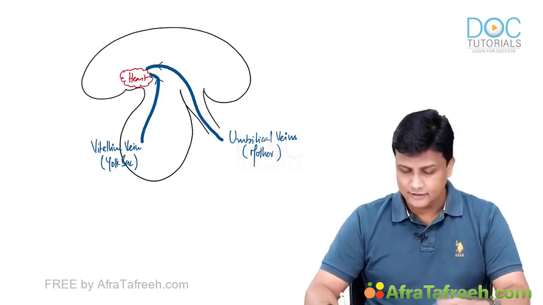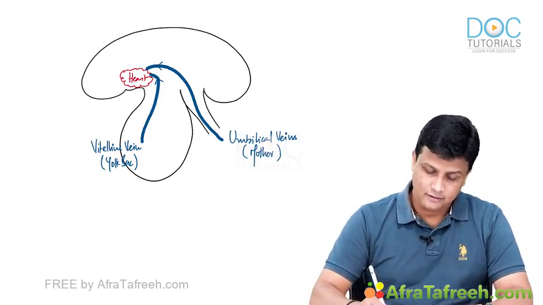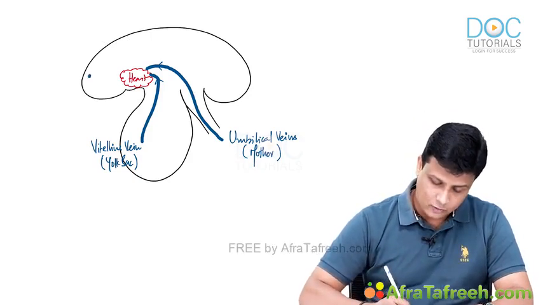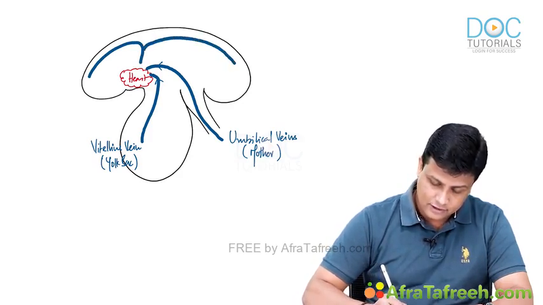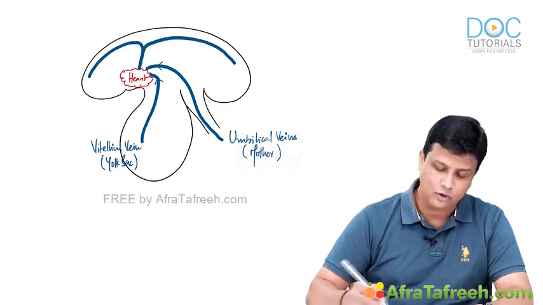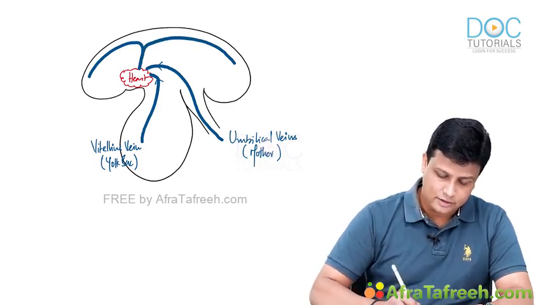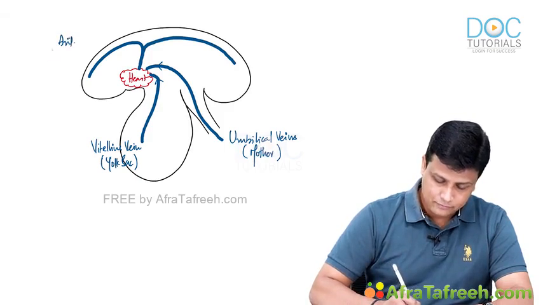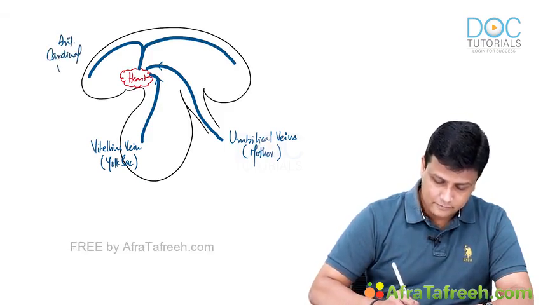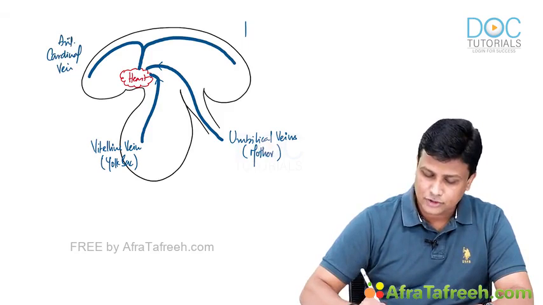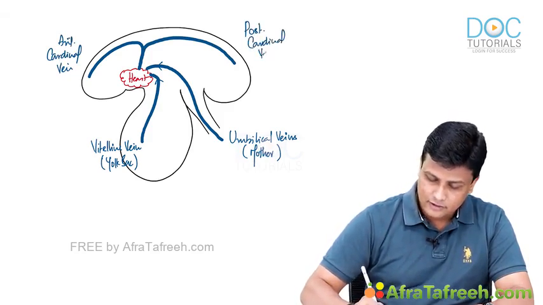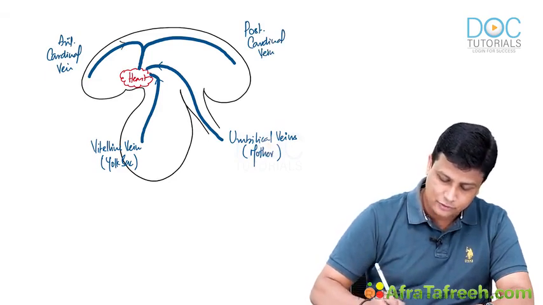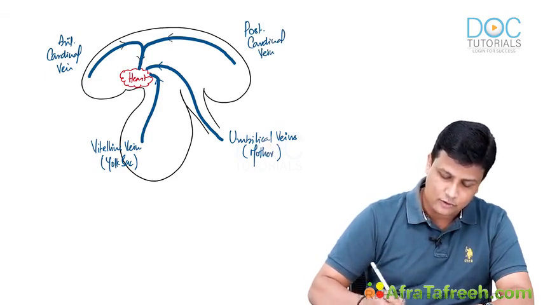Then the last and third one, the third set of vein over here is cardinal. So there will be one anterior cardinal vein, and then there will be a posterior cardinal vein, and these two cardinal veins will combine together to form the common cardinal vein. So there will be anterior cardinal vein, and this one here will be the posterior cardinal vein, and these two, the anterior and the posterior cardinal vein, both of them will combine together to form the common cardinal vein.